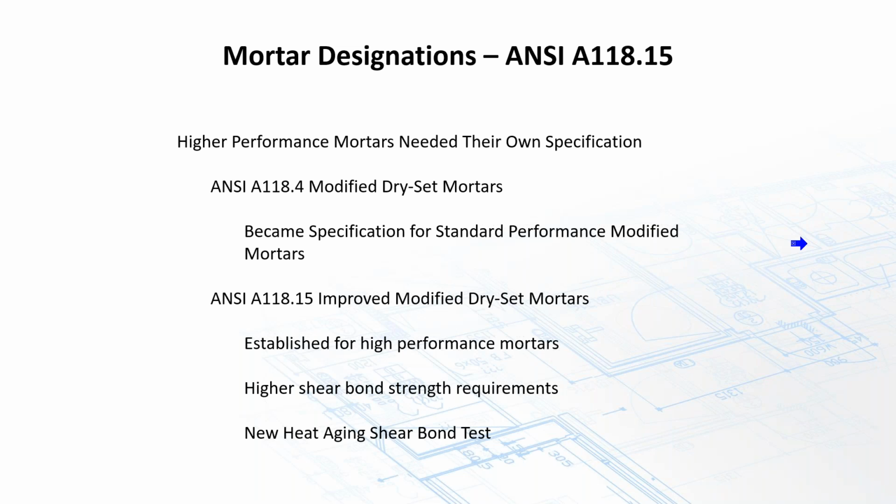So in the tile industry, we do a shear test, and all of our bond tests are done through shear. But this one is done with heat aging. Let me explain that test, because I think that'll help explain why 118.15 is something you might really look for.